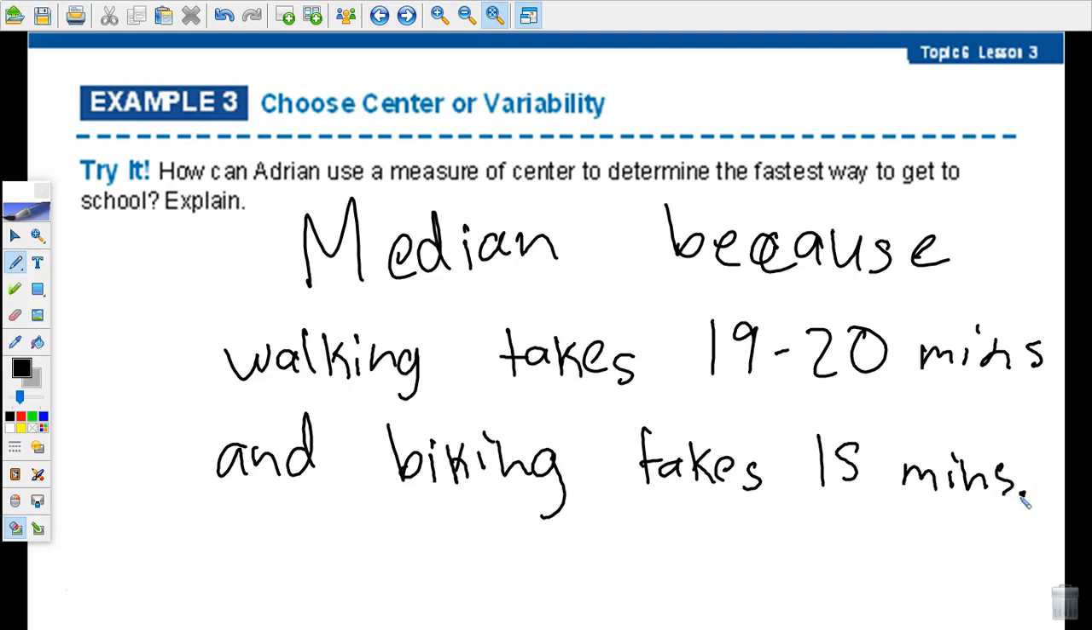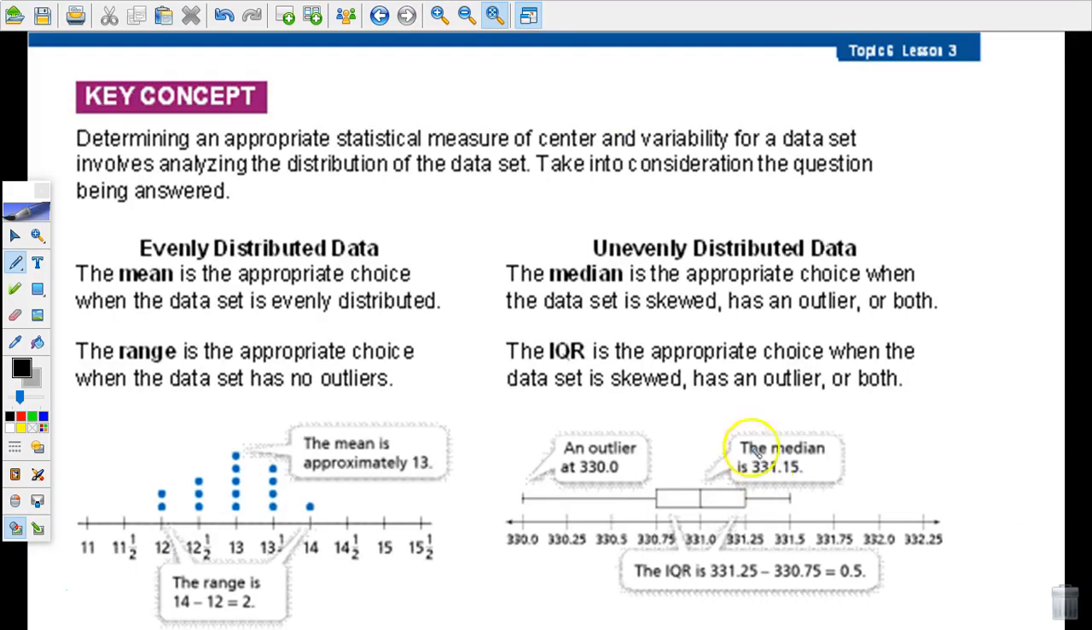All right. So that's the end. Here's the key concepts to help you. If you had any problems, just look over this. Okay. And that is it. That's all she wrote for this video.